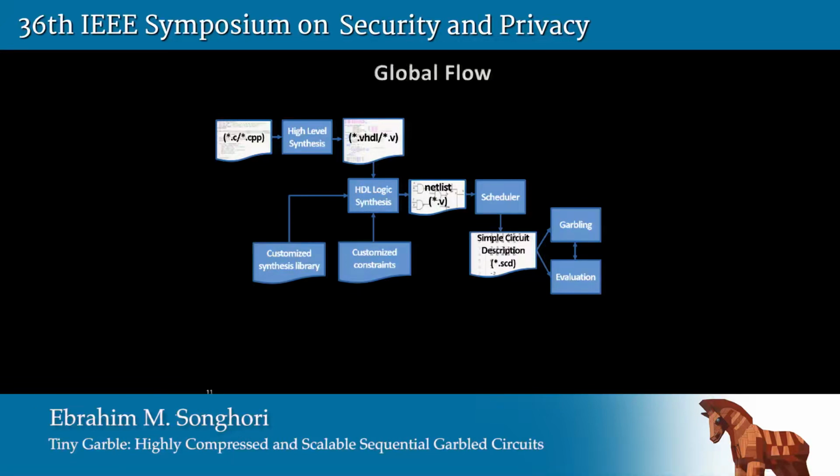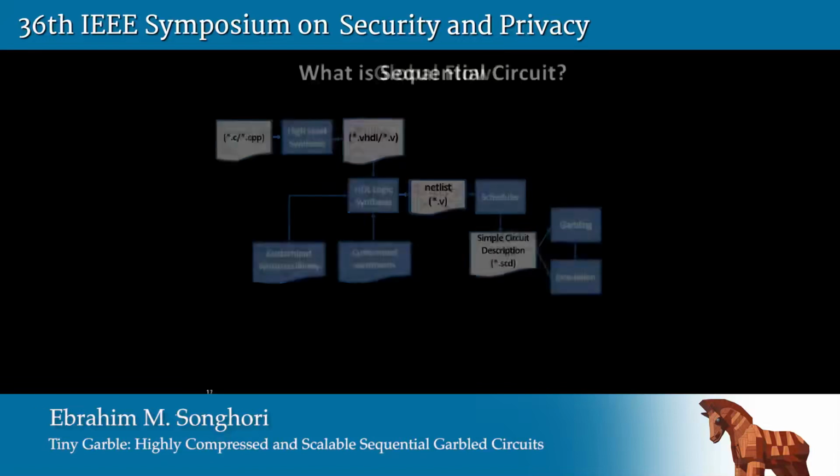It results in a netlist. Netlist is essentially the answer. It has all the gates and its connection. So we want this netlist to be optimized for garbled circuit. The next step is the scheduling, which is a topological sort. Then we store it in a portable format so we can distribute it and use it during garbling and evaluation.